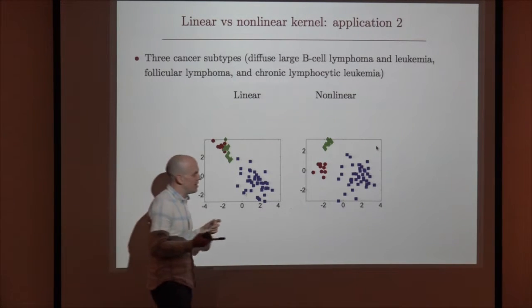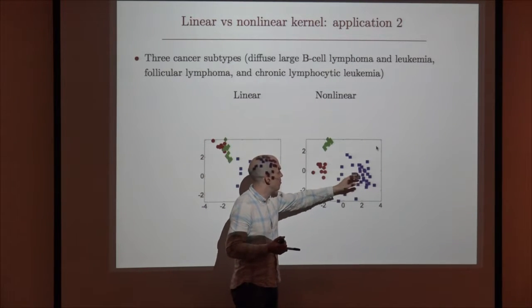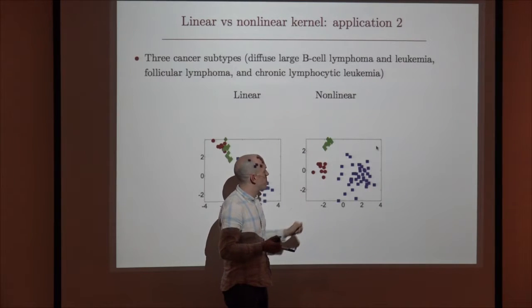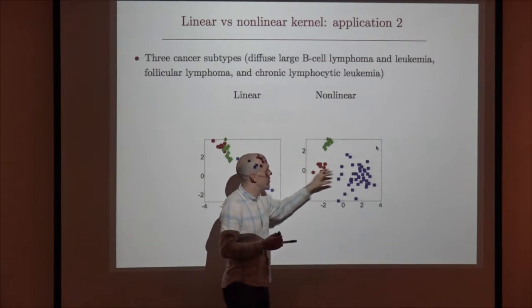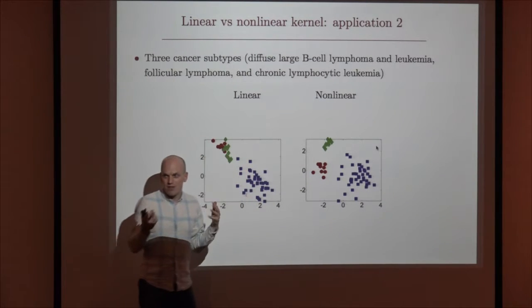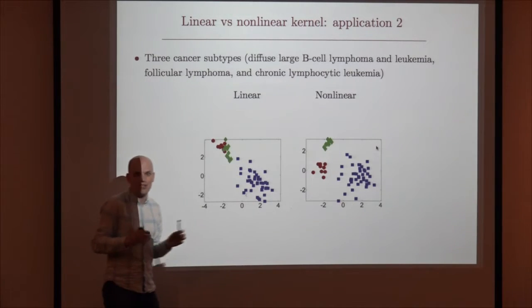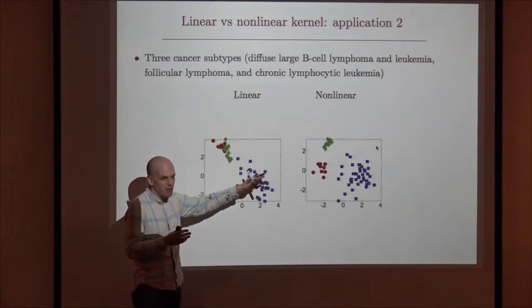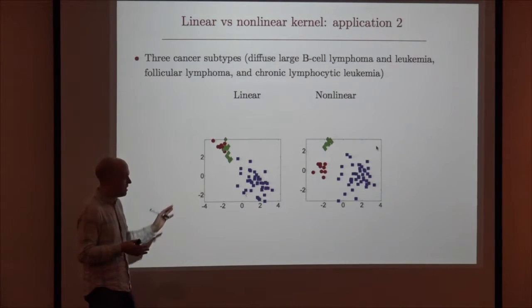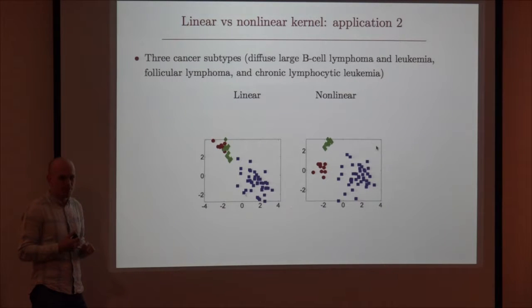But now if I use a nonlinear kernel, I found here a feature which is very good at separating blue from red and green. And then I found another feature which is very good at separating green from blue and red. So this kind of more complicated interaction is something I can get using a nonlinear kernel, but not using a linear kernel. So if you've got this multi-class problem where you've got multiple labels, it turns out to be useful to use a nonlinear kernel. These are the two cases.